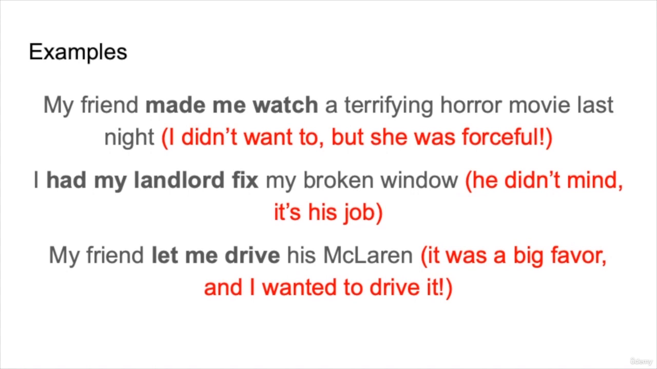I had my landlord fix my broken window. He didn't mind. He was quite neutral, and it's his job. My friend let me drive his McLaren. It was a big favor and I really wanted to drive it, and so he was very nice and let me.